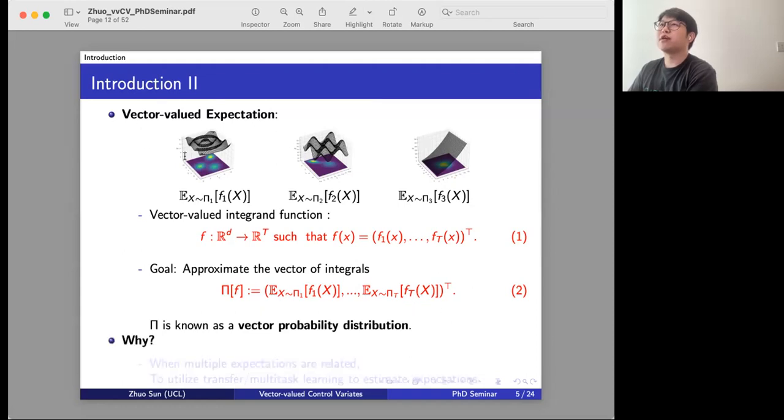So why should we care about vector-valued expectations? Because it happens in many cases that multiple expectations are related, either through the integrands f or through the distributions of interest. And meanwhile, we want to utilize transfer or multitask learning to jointly estimate those expectations and achieve better accuracy.